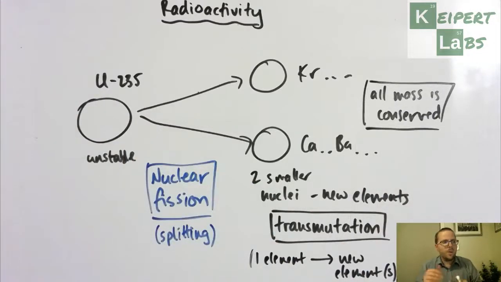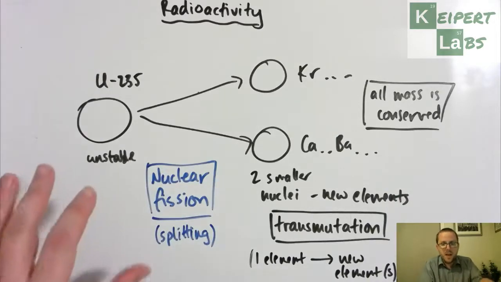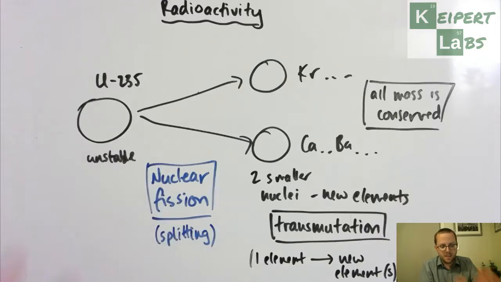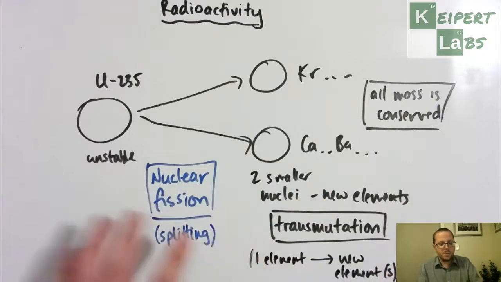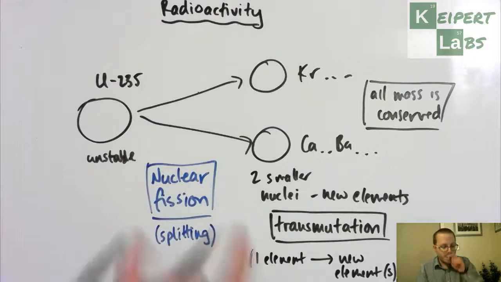Okay, and so in the next video, we're going to talk through how some elements are big and unstable, and spontaneously break apart to make new elements, transmutation, through the process of nuclear fission, because of this splitting. And in doing so, radiation gets released. All right, well, what does that radiation look like, and what are the different types that we come across, and why are they good and bad?